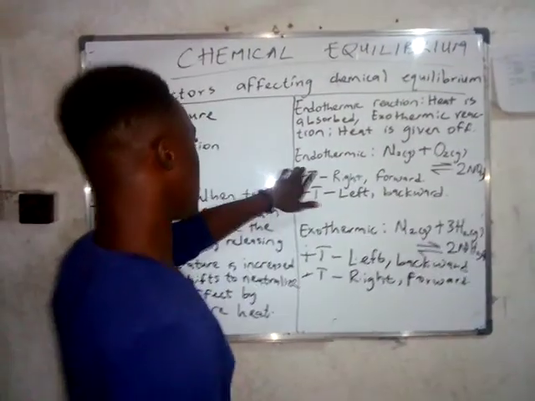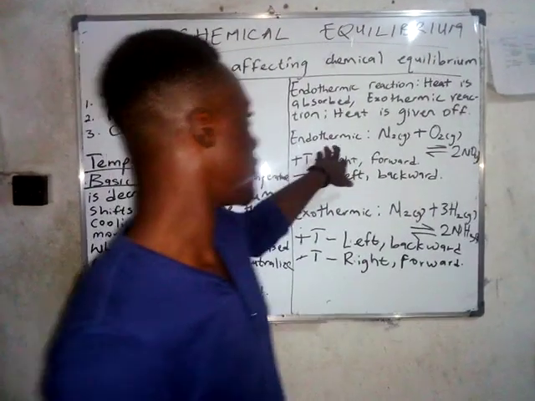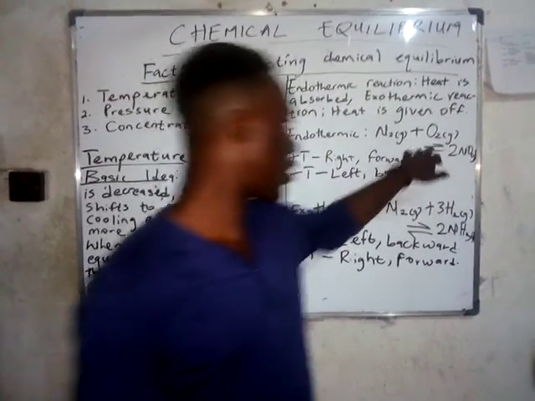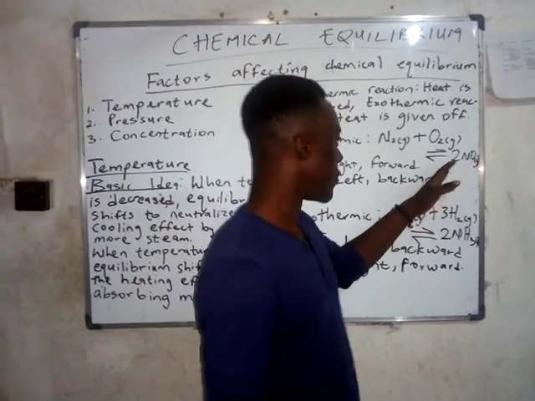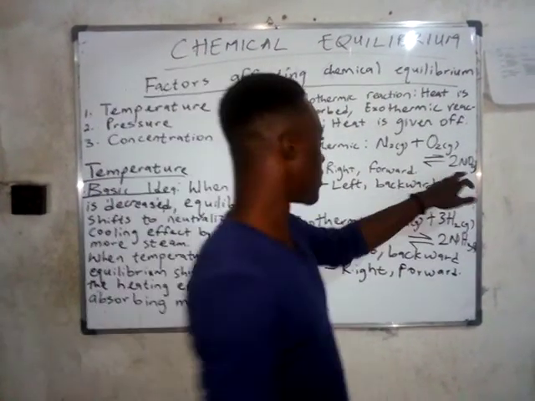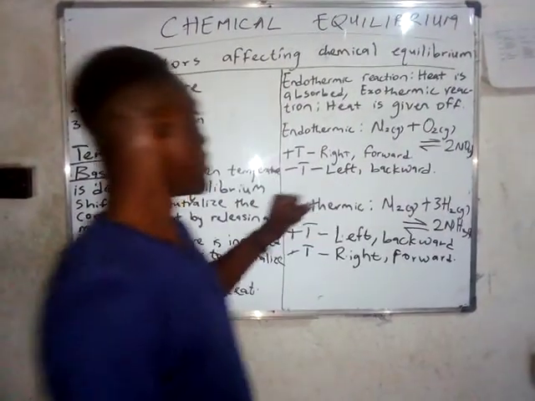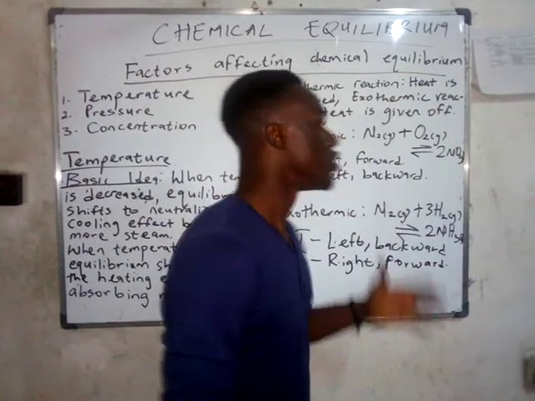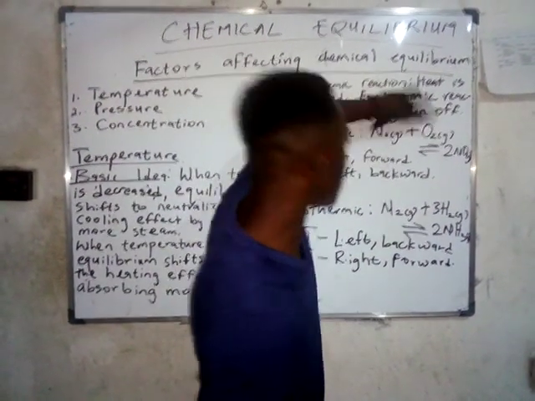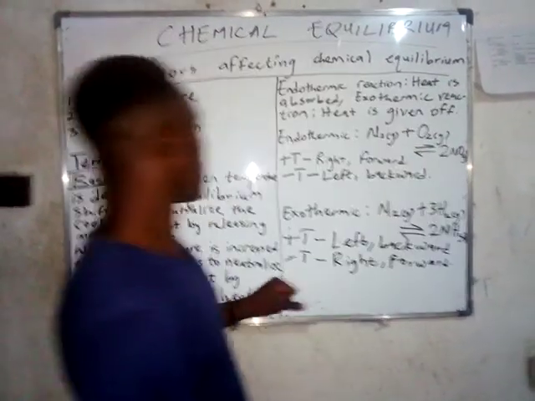Now, let's take a look at this example of an endothermic reaction. For this example, you have nitrogen gas and oxygen, also a gas, reacting to give you this compound, which is nitrogen 2 oxide. Now, this reaction is basically an endothermic reaction where heat needs to be supplied with the nitrogen and oxygen in order for you to have the nitrogen 2 oxide formed.